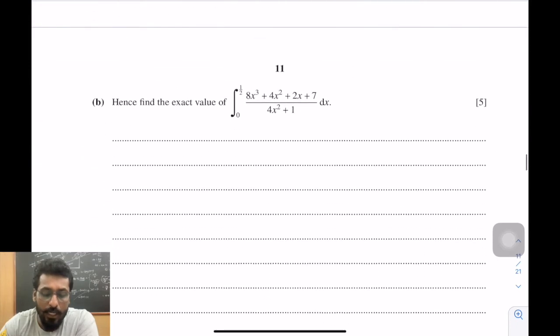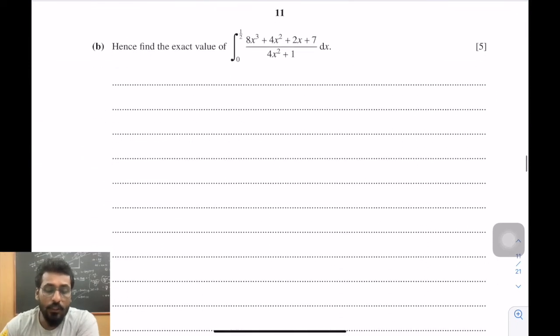Students, take a look at the next question. In the next question, this is a question on integration, right? So hence find the exact value. So hence find the exact value means you want to make use of the answer that has been evaluated in the previous example, right? So hence find the exact value of, so the integral is from 0 to 1 upon 2, the limits are from 0 to 1 upon 2, 0 is the lower limit, 1 upon 2 is the upper limit, and can you see the numerator is 8x cube plus 4x square plus 2x plus 7.